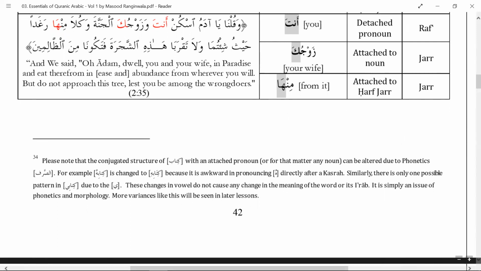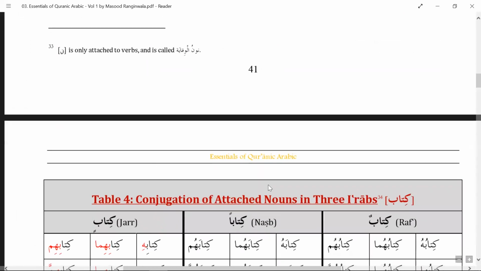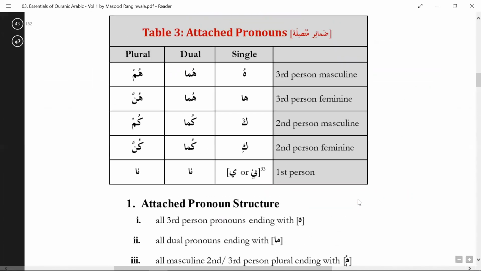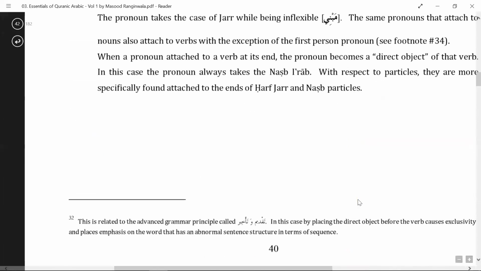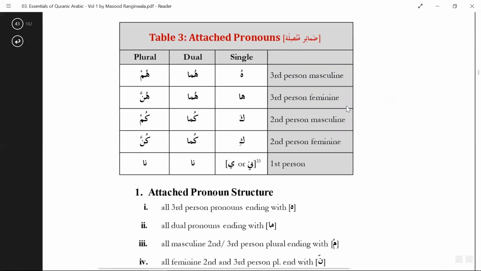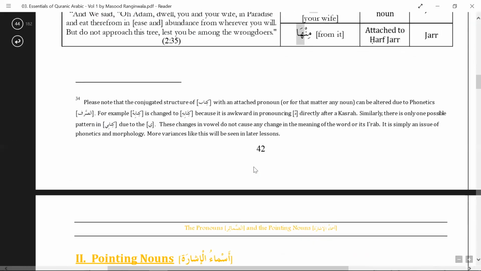So this is note number 34, which we saw here on the table. Here, conjugation of attached pronouns in three i'rabs. Note 34, as well as here it was mentioned, with the exception of the first person pronoun, which is ana. For the ana, the same will not attach to nouns and verbs, as we saw in this table. For nouns, what will you attach? Ee, kitabi. But for verbs, you will attach ni. So that footnote is there on page 42.